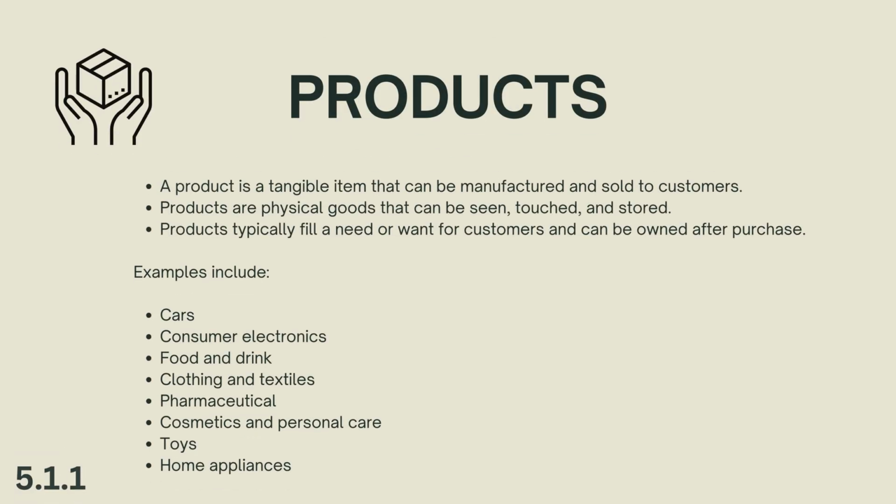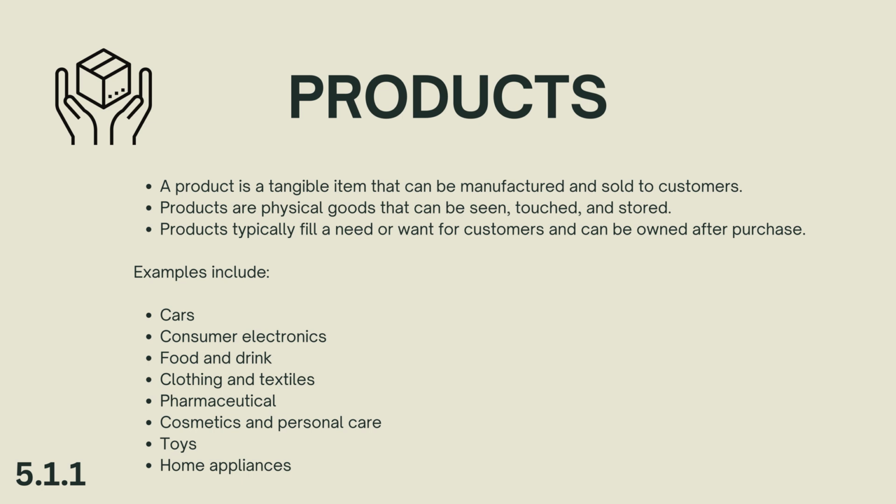Now, let's talk about products. Products are tangible items that businesses create and sell to their customers. Unlike services, you can physically touch and hold a product. Think about the smartphone in your pocket, the car you drive, or the book on your shelf. These are all products. They're physical goods that have been manufactured and can be stored until they're sold.